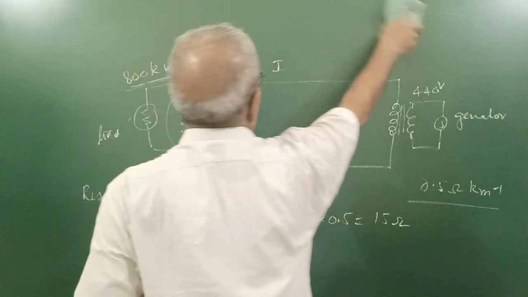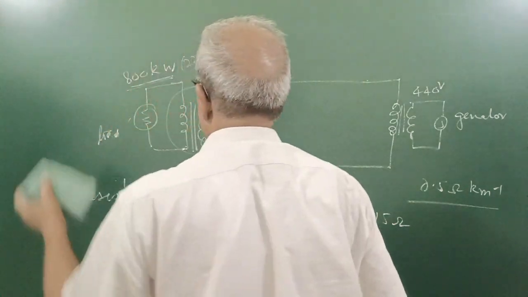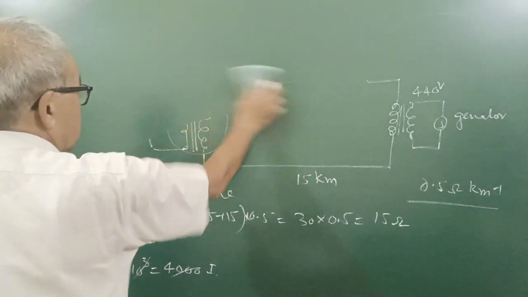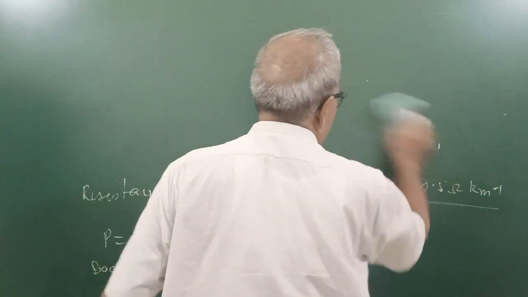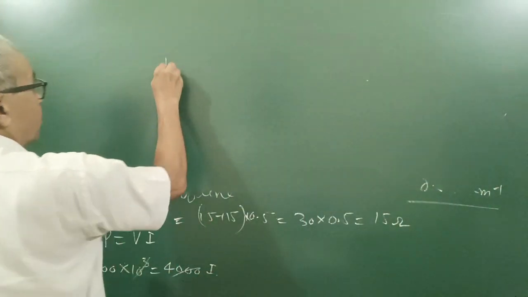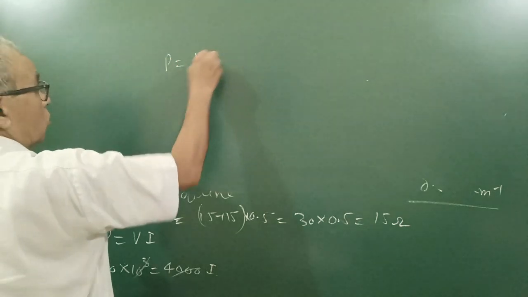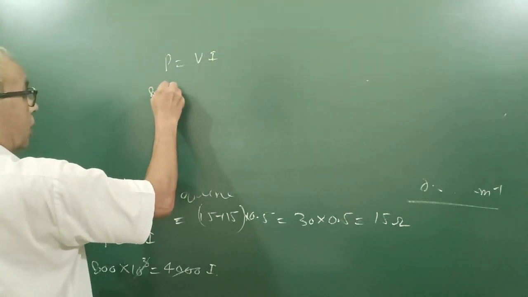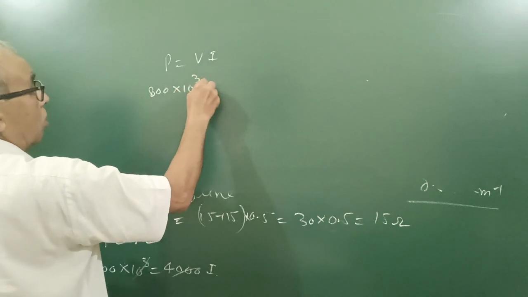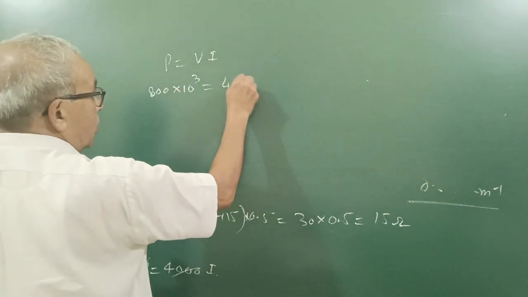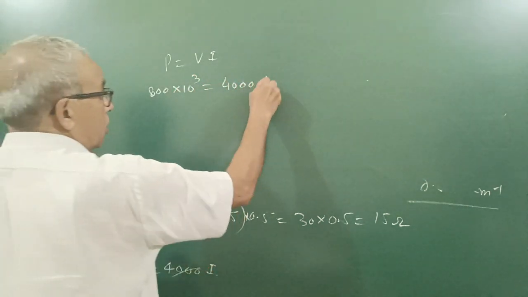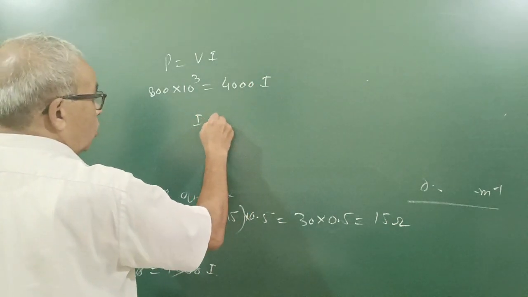So here I equal to, मैं इसको रिव्यू कर देता हूँ. By power equal to V into I, तो पावर है 800 किलोवाट, 800 into 10 to the power 3 और V है हमारा 4000. It is I. So I will be 200 ampere.